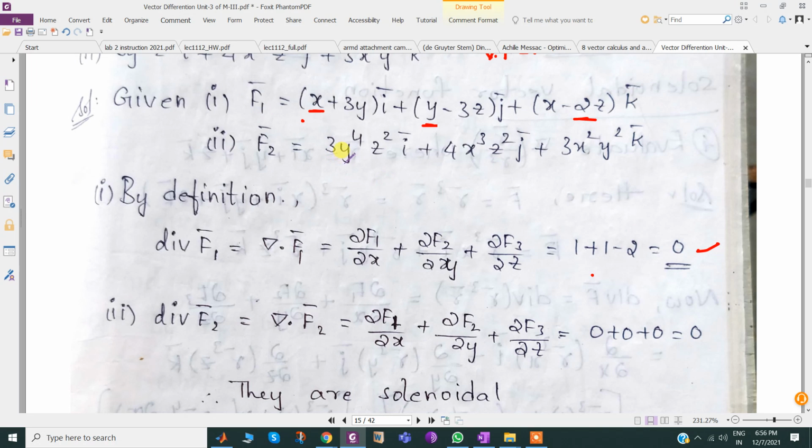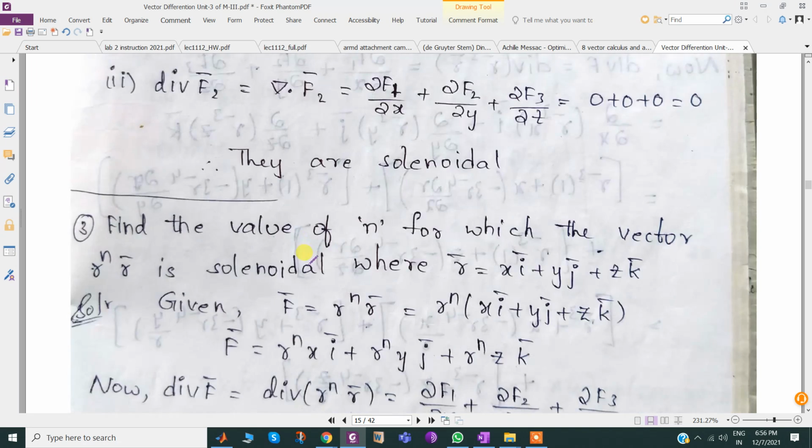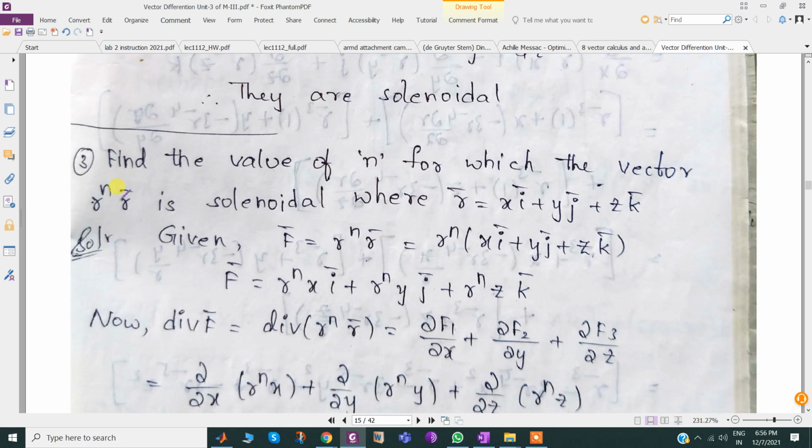Similarly, f2, here also the same. With respect to x, there is no x here, so 0. Here there is no y, 0. Here there is no z, 0. So the dot product is 0 in both the cases, so they are solenoidal. This is also one of the very important ones. Find the value of n for which the vector r power n times r bar is solenoidal.